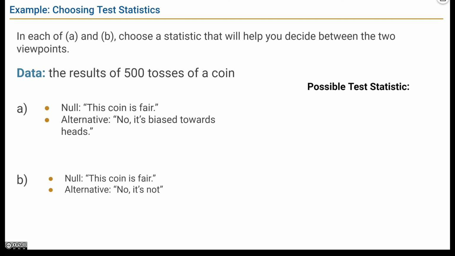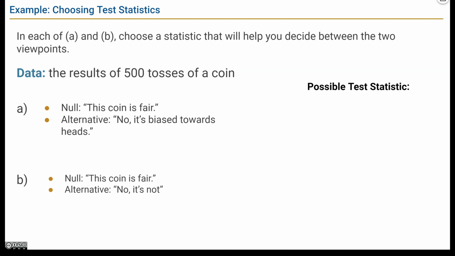So we are going to toss the coin 500 times. And our null is that the coin is fair. In our first example here, our alternative is no, it's biased towards heads. And in our second example, our alternative is no, it's not. So take a minute, and in both of these cases, think if you can come up with possible test statistics we could use for these two different scenarios.